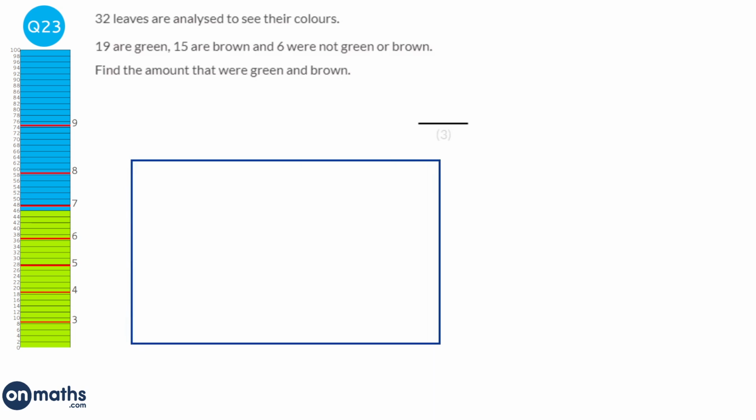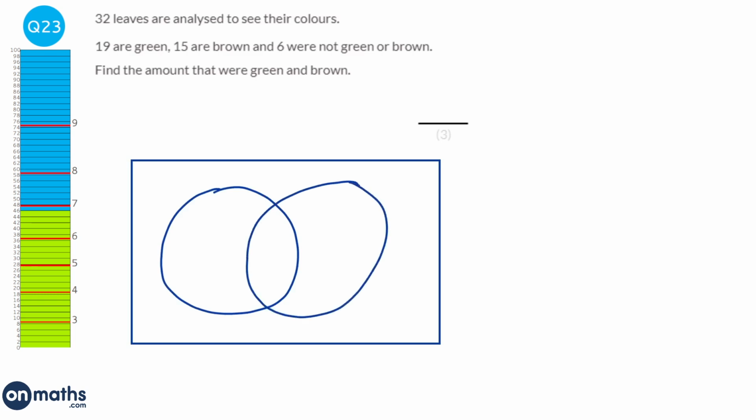We don't have to for this question, but it might be helpful to draw a Venn diagram for this. And we've got green and brown leaves. So we'll have green on the left and brown on the right. So green and brown. And we're told that there are 19 green and 15 brown and 6 that were not green and brown. So the only number we can put in is the 6 on the outside of the Venn diagram.